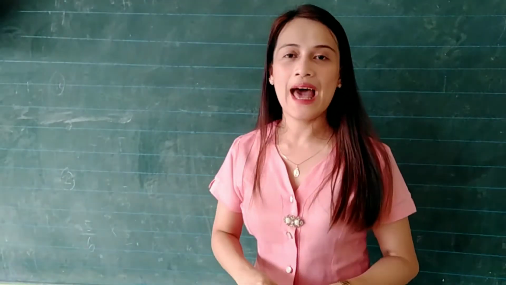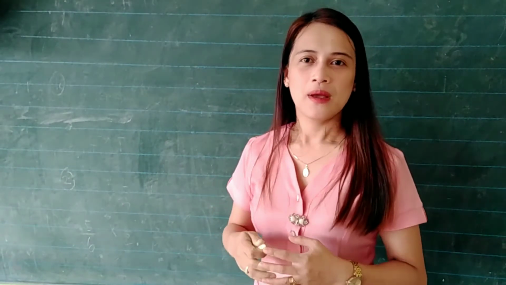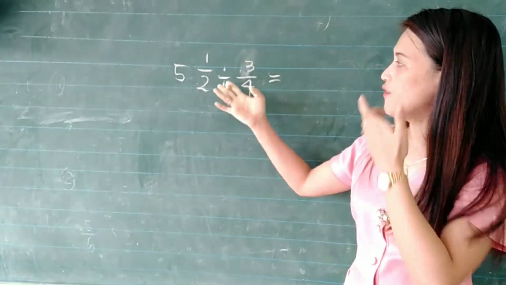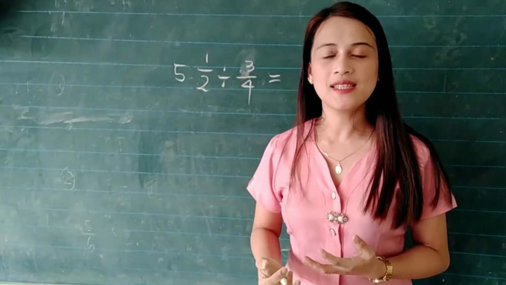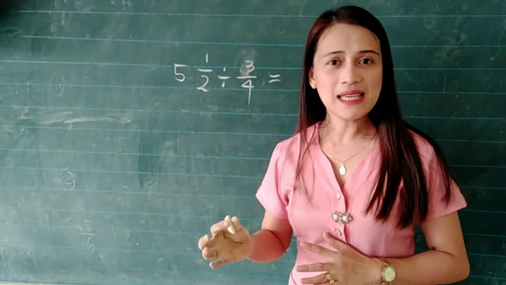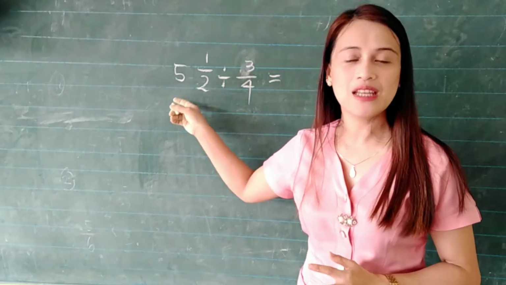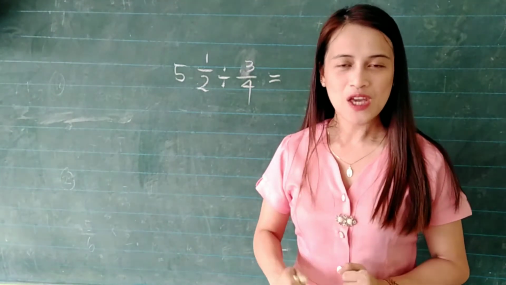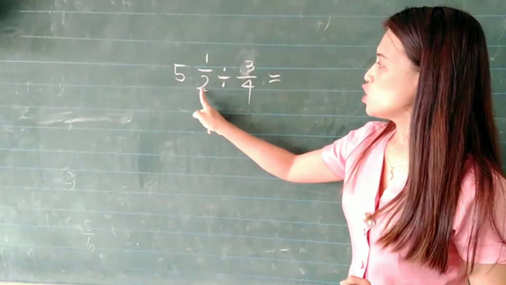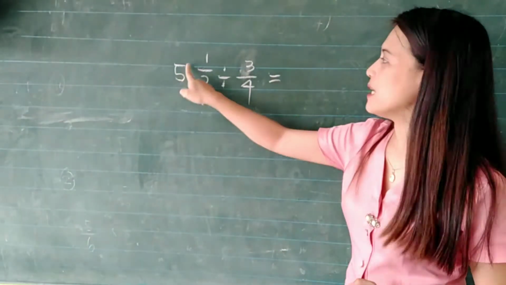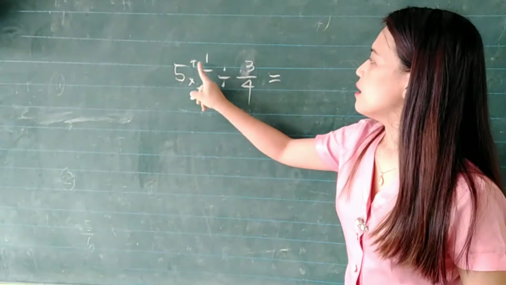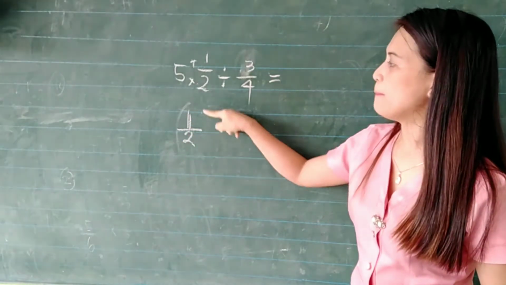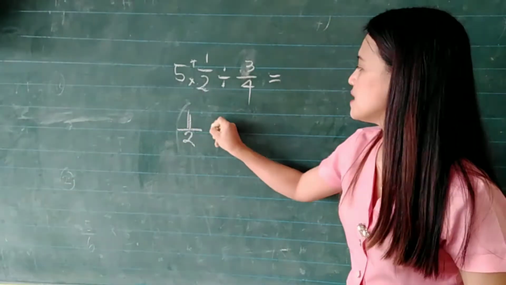So, this time, we will have dividing a mixed number by a proper fraction. So, we have here 5 and 1 half divided by 3 fourths. The same process as in multiplication. If a mixed number is given, we just change it into an improper fraction. How do we change it? 2 times 5, 10, plus 1, 11. And then copy 2. So since the other one is not improper, we can now proceed to division.